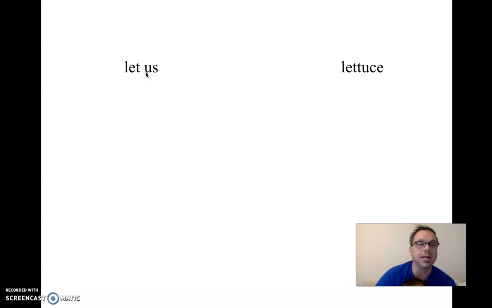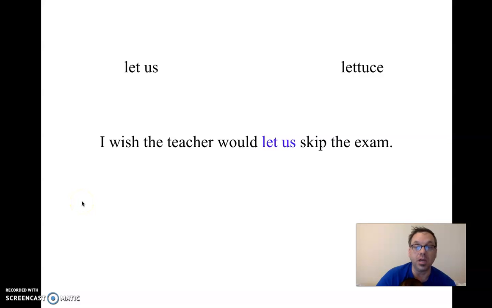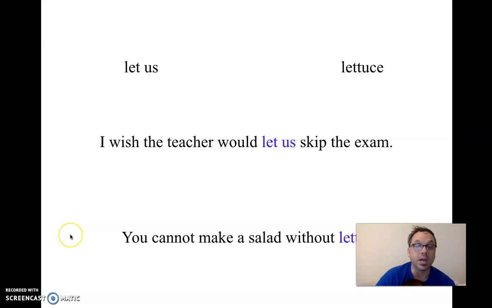Similarly, we often get a stronger sound here, right? Let us, us. Here, we don't get a very strong sound. And you might have noticed that the sound actually changes for many native speakers. So it's not lettuce, it's lettuce. Let's look at the examples. I wish the teacher would let us skip the exam, right? Let us, space. You cannot make a salad without lettuce, right? Again, no space. Not quite as hard of a sound here as here. And then, of course, sometimes this changes as well.